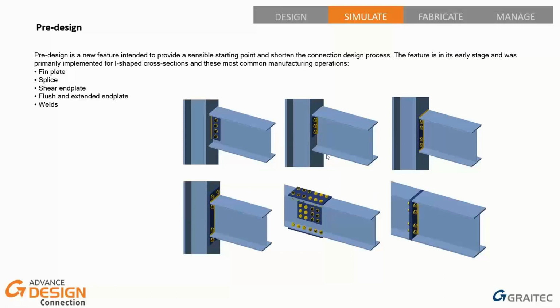So for example, you can ask the software to add bolts or plate thicknesses based on the resistance of that member. Currently it's in early stages of development, and right now it works for I-shaped cross sections and just these types of operations, but it will be extended later on for other types of sections and for other types of operations. So let's check this out in the software.